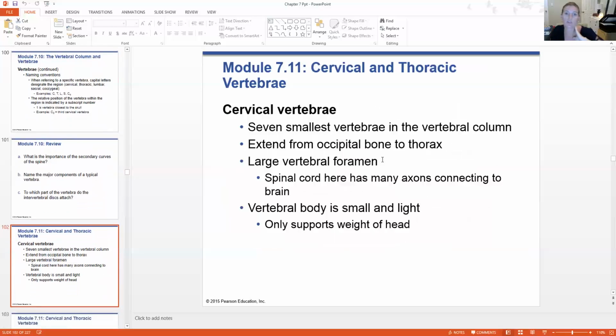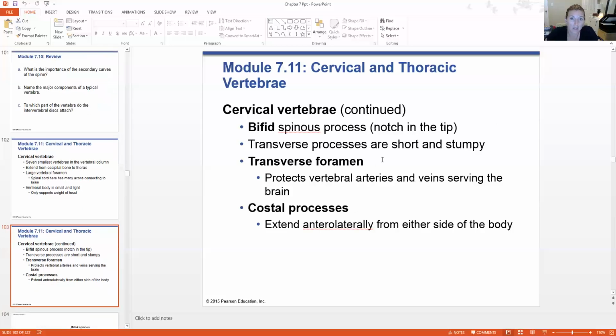Let's talk about cervical vertebrae first. There are 7. These are the smallest vertebrae in the vertebral column, and they go from the occipital bone all the way down to the thorax. They have a very large vertebral foramen because the spinal cord here is much larger, it's thicker, and the vertebral body is very small and light because it's only supporting the head.